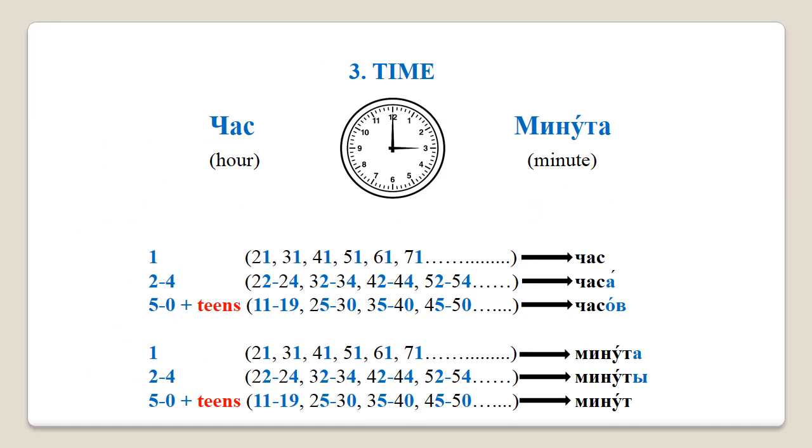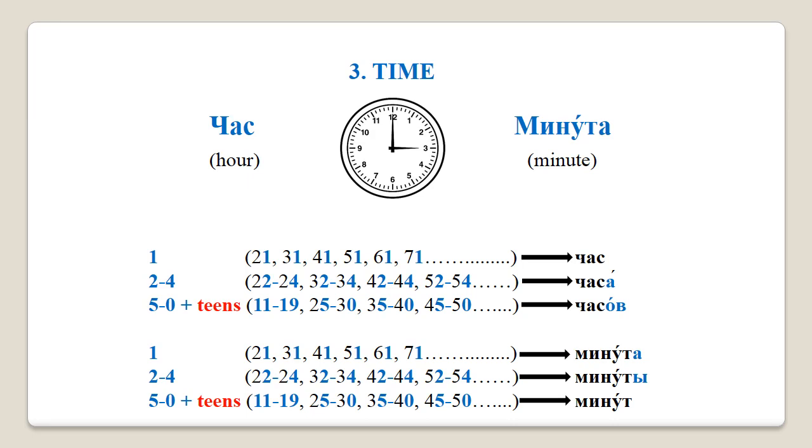Now lastly, let's have a look at the way of telling time. Now the good news is that the pattern used for telling time is the one that we have seen used before with age constructions and prices. Now we're going to need words for hour and minute, which are час, час, and минута, минута.